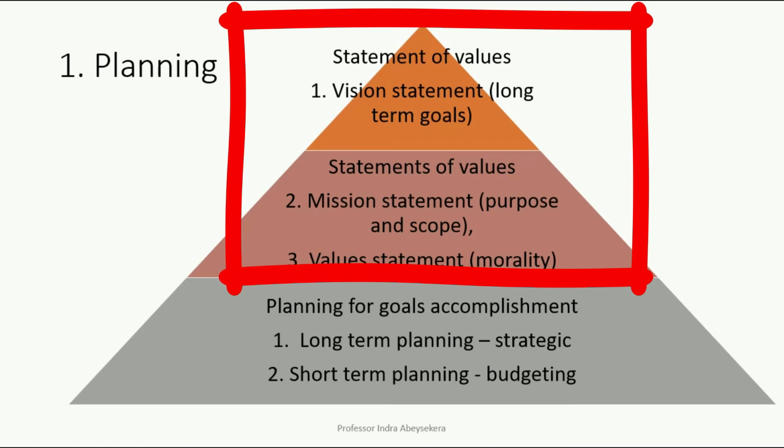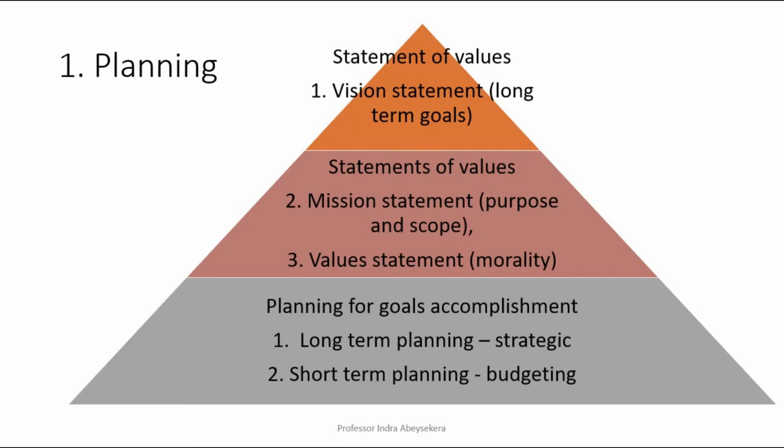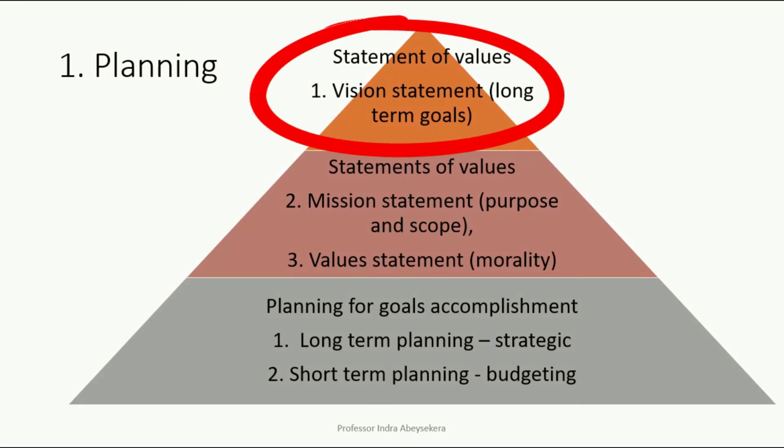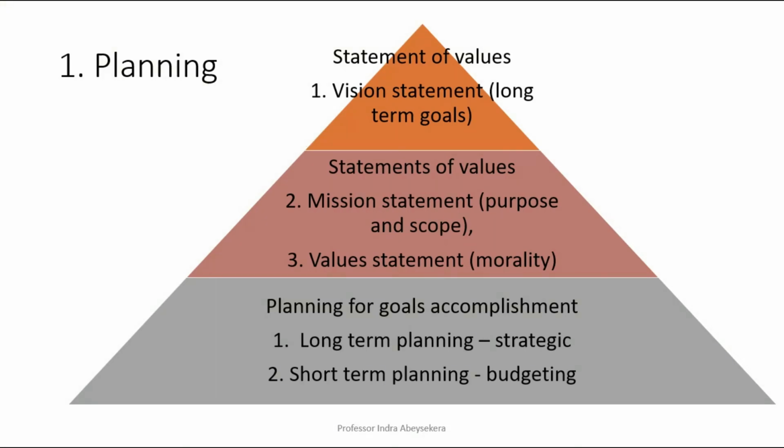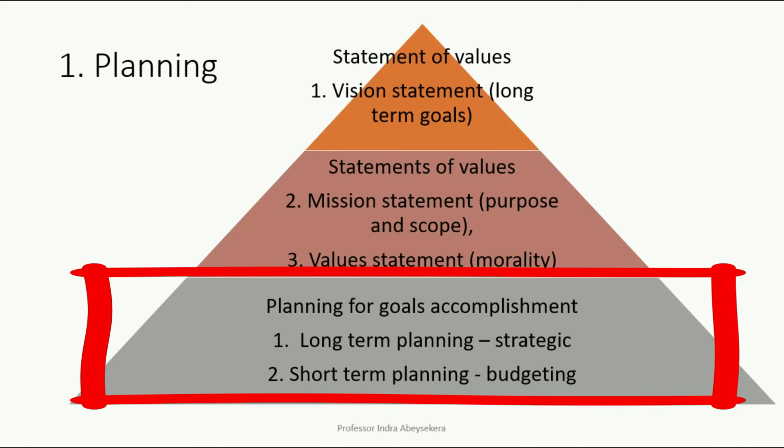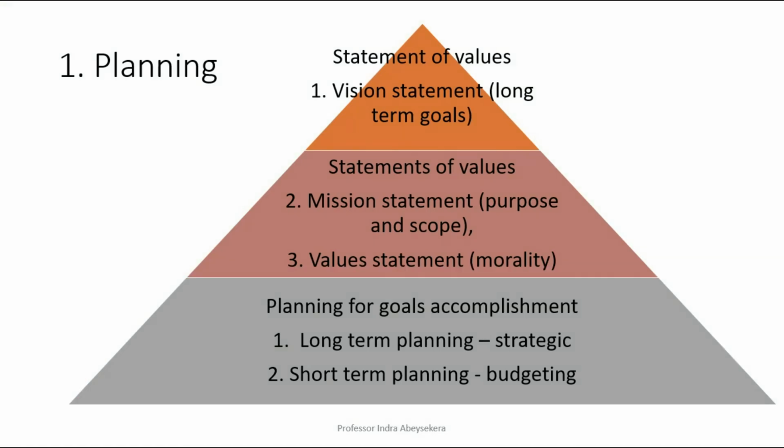Once the statements of values are articulated based on the long-term goals, planning for goals accomplishment can be enacted. There are two planning aspects. One is the long-term planning, which is called the strategic planning, and the second is the short-term planning, which is called the budgeting or budgeting planning.